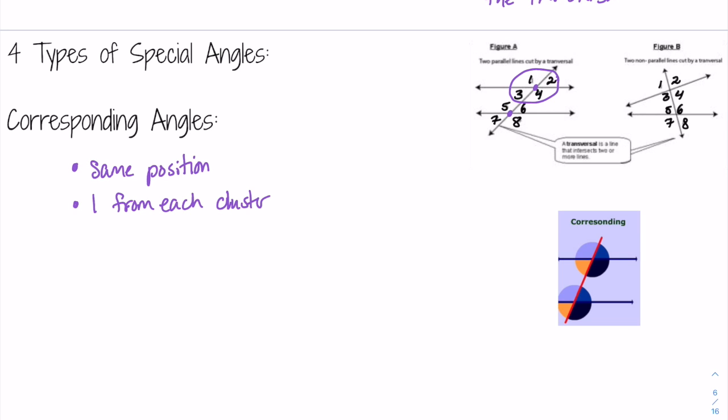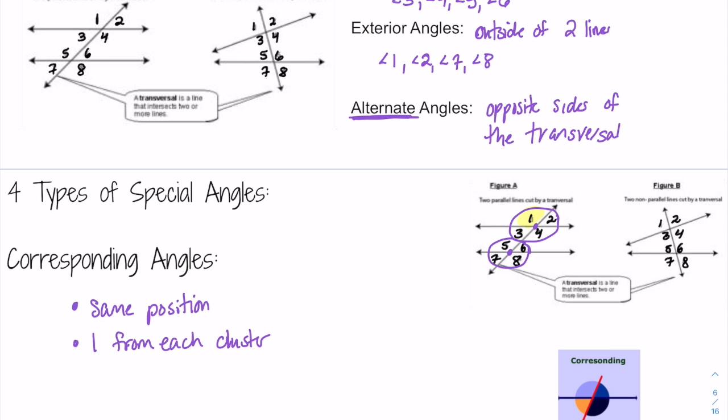At the bottom intersection point, we have another cluster of 4 angles. So if I were looking at the top cluster of angles and focusing in on angle 1, if you were to describe the position of angle 1, you might say it's on the top left. And then to find its corresponding angle, we would look in the bottom cluster and say, okay, what's in the top left? And we see that that's angle 5. So 1 and 5 are corresponding angles.